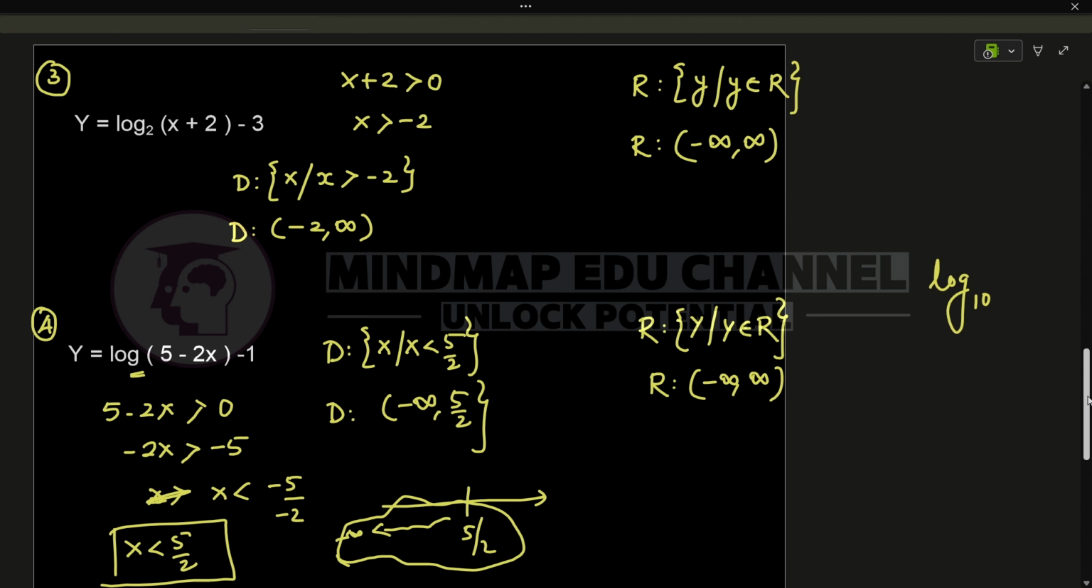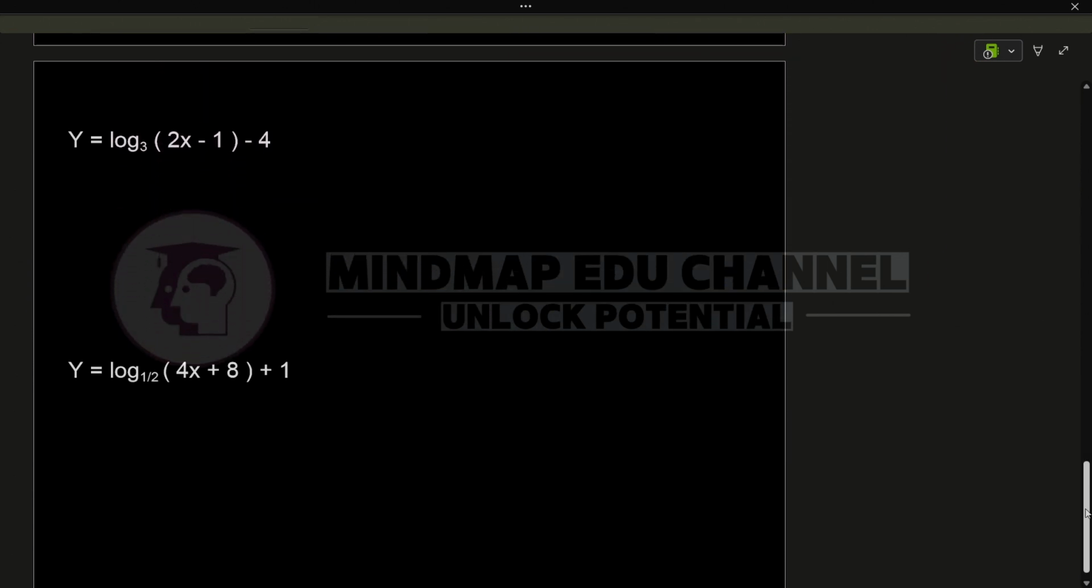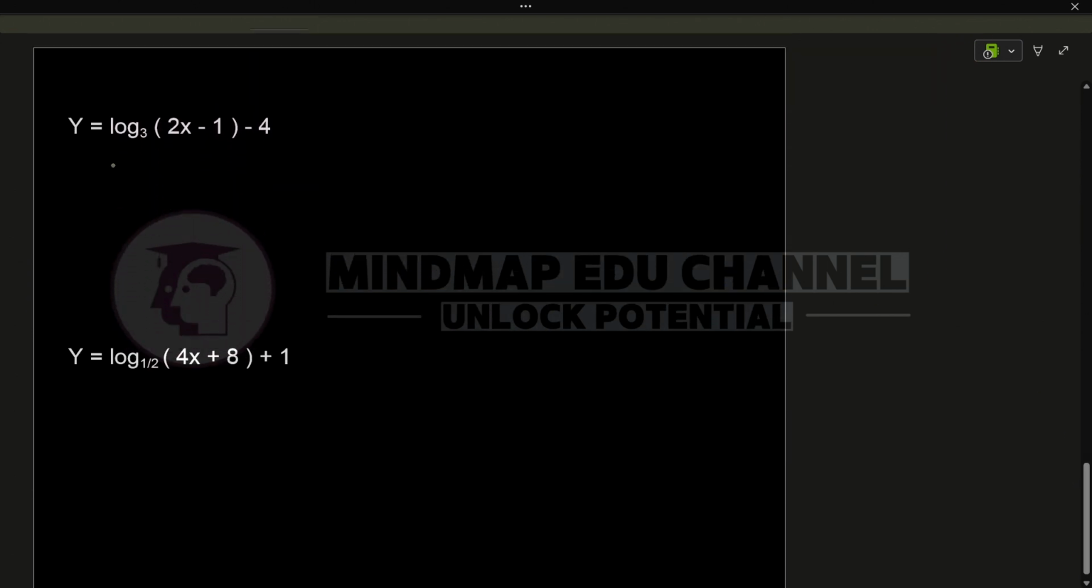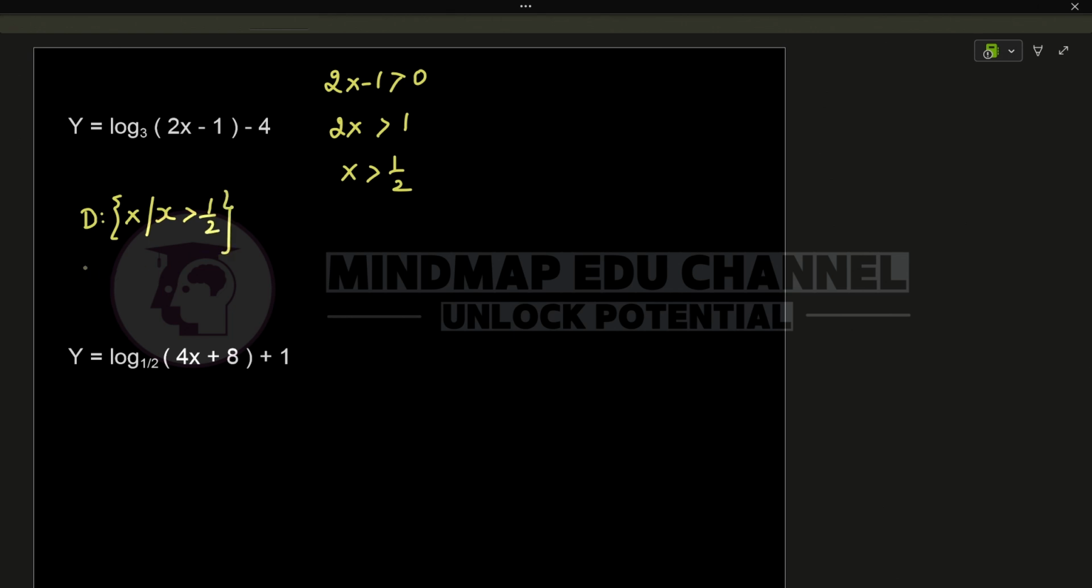Now, to make it more clear, let's clear the concept by doing a few more sums. That is, y = log to the base 3 of (2x minus 1), minus 4. Now here 2x minus 1 is greater than 0. Therefore 2x is greater than 1 and x is greater than 1 by 2. Therefore the domain will be the set of x values such that x is greater than 1 by 2. And in interval notation, the domain will be written as from 1 by 2 to infinity.